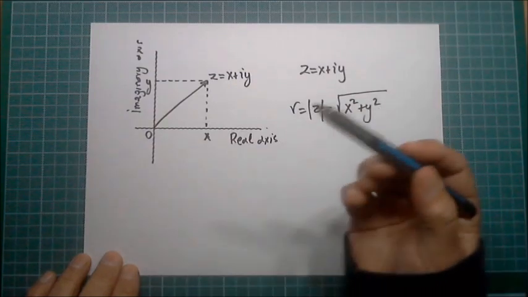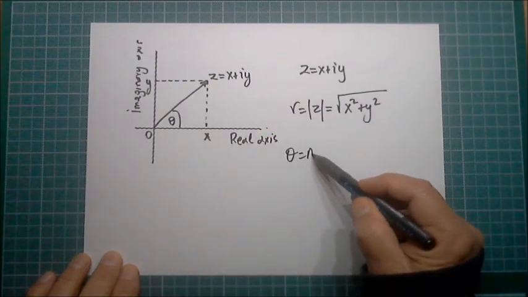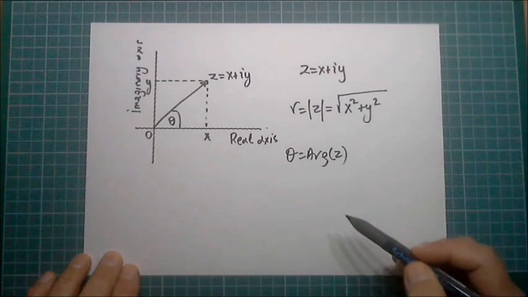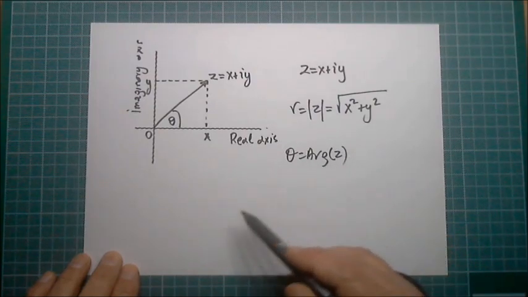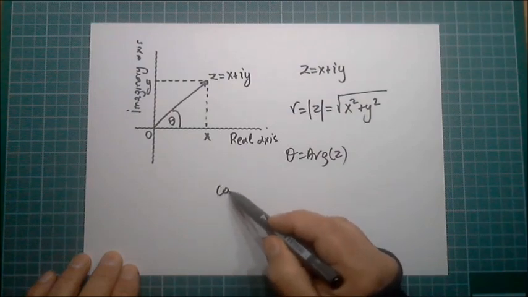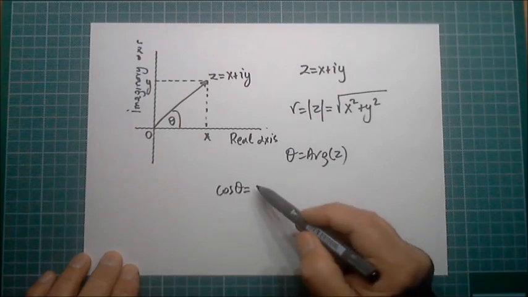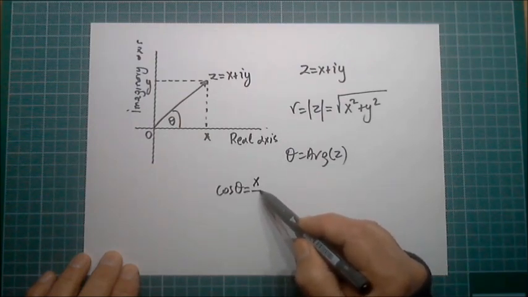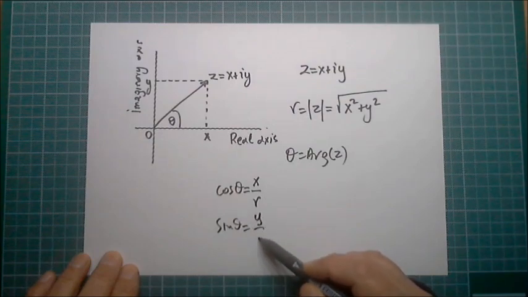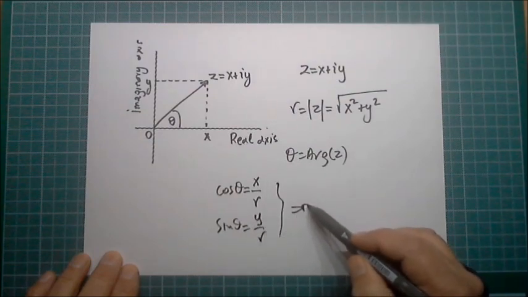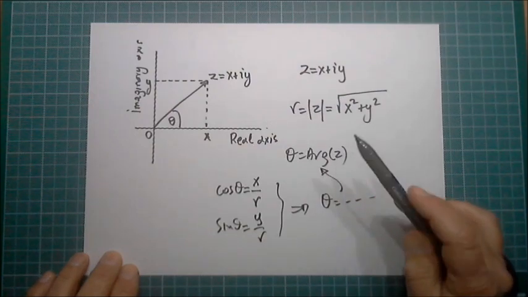We also have an angle theta here, which is called the argument of the complex number, denoted as arg z. So to find this angle, you must solve a system of trigonometric equations. The first one being cosine theta equals x over r, then the second one is sine theta equals y over r. If you find this angle theta, it is the argument of z.